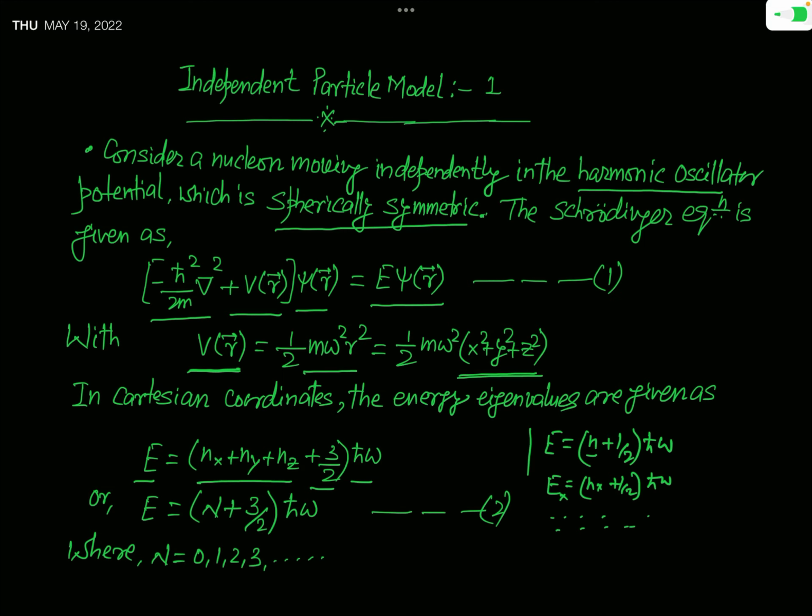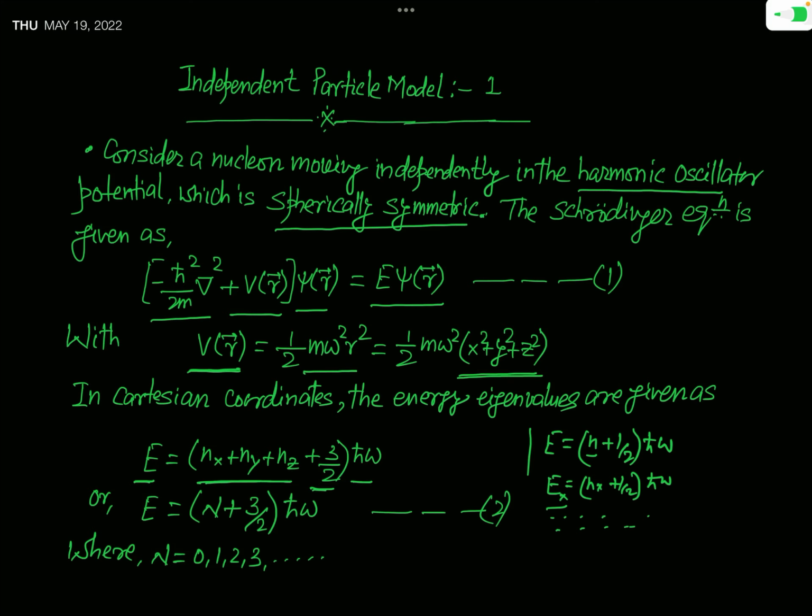Similar expression will be written for Ey and Ez. Don't confuse that these Ex, Ey, Ez are components of energy. This is just a symbol. This is energy associated with the x degree of freedom, with x motion. Similarly, there will be a degree of freedom with y motion and z motion. And when you add all these energy terms, you will get the energy eigenvalue in case of the three-dimensional harmonic oscillator. And that energy expression is what? This is nx plus ny plus nz plus 3 by 2 times h bar omega.